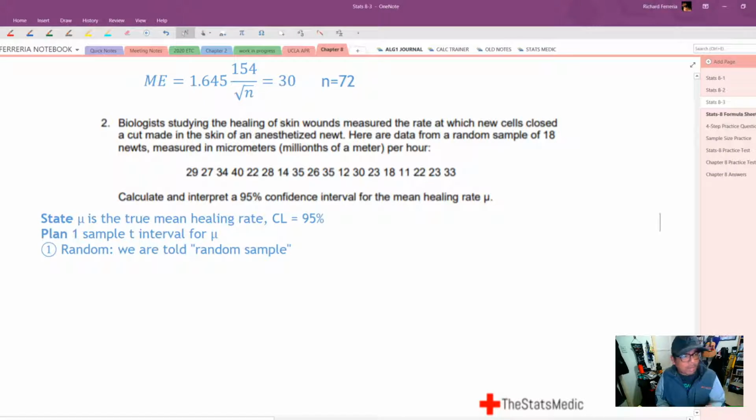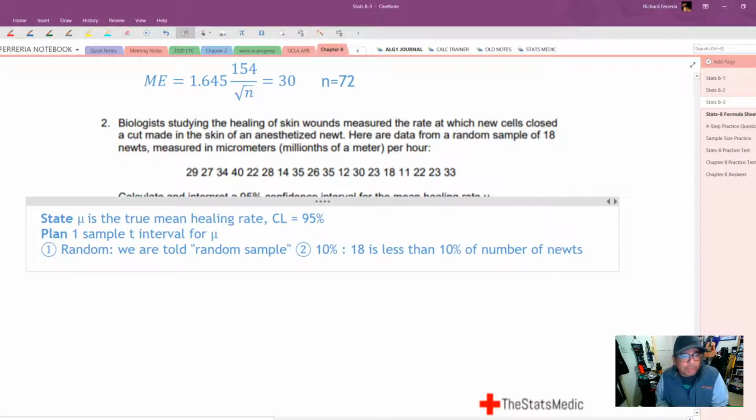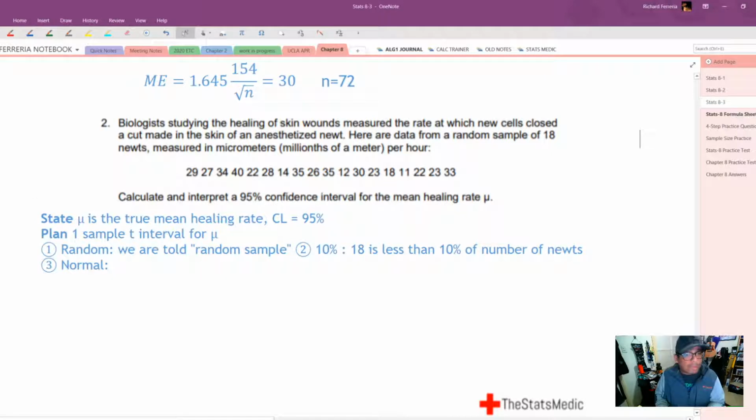Condition 1 is random, and we are told that this is a random sample. And for the 10% rule, 18 is less than 10% of the number of newts. Remember, in order for that to be true, there just needs to be more than 180 newts. Guarantee there are more than 180 newts. Number 3 is a normal condition.